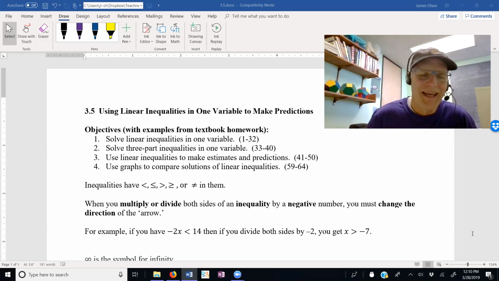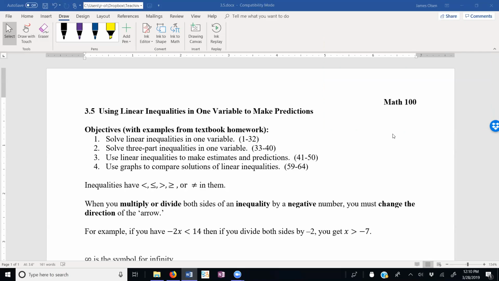Hello. This is a video on using linear inequalities in one variable to make predictions. This video is being made for my Math 100 students. I encourage you to take out your Math 100 3.5 information sheet and take some notes.